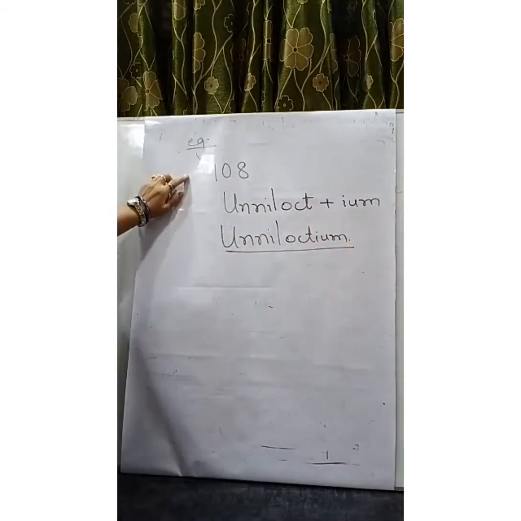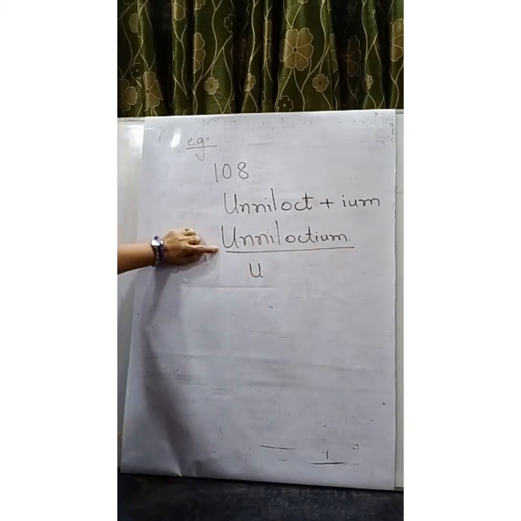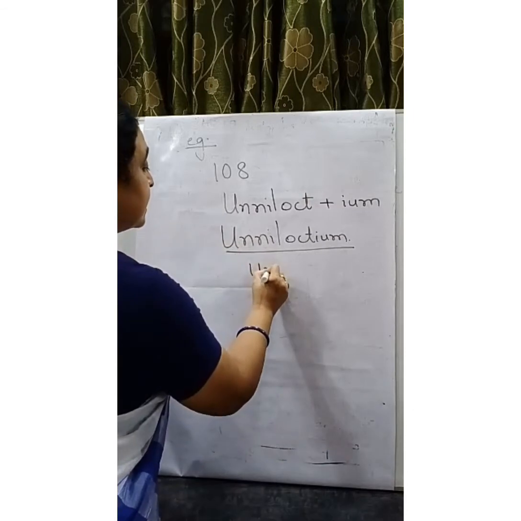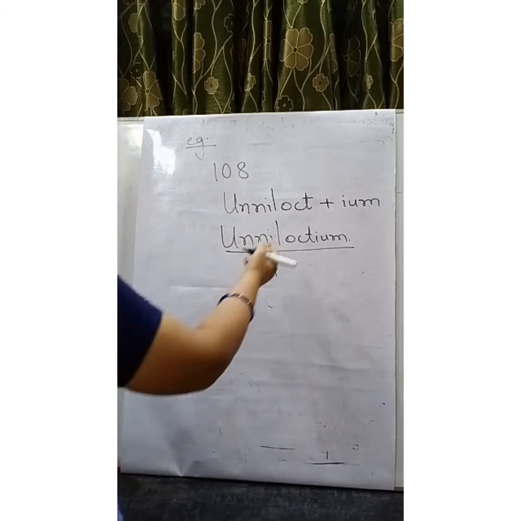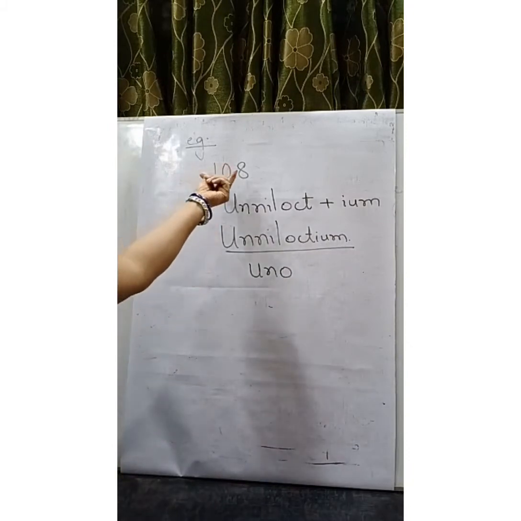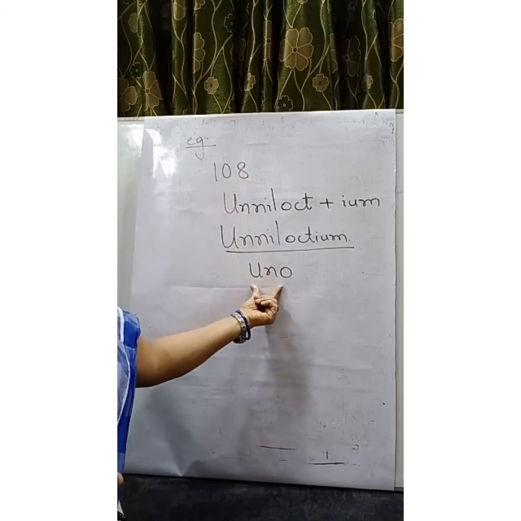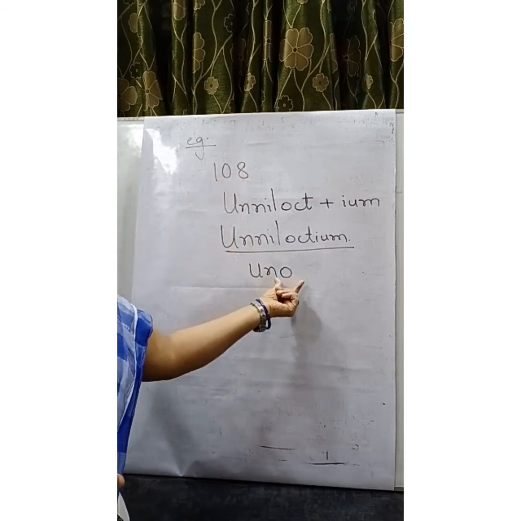Now, let us work out the symbol for this. For un, the symbol is U. For nil, the symbol is N. And for oct, the symbol is O. So, for this element with atomic number 108, the symbol given is UNO.